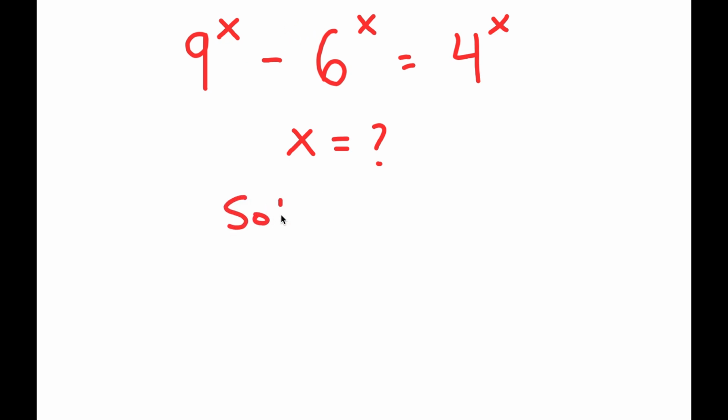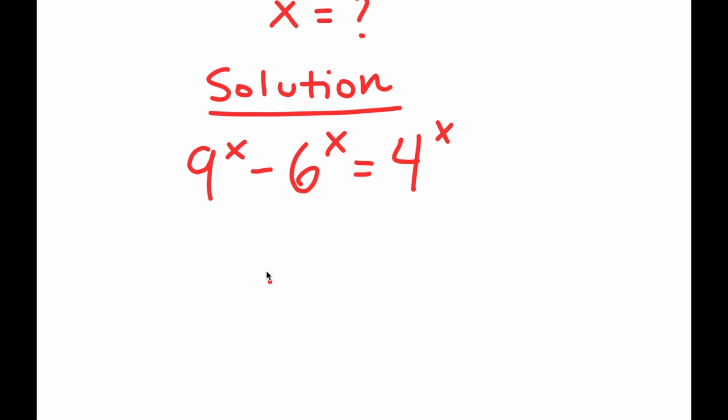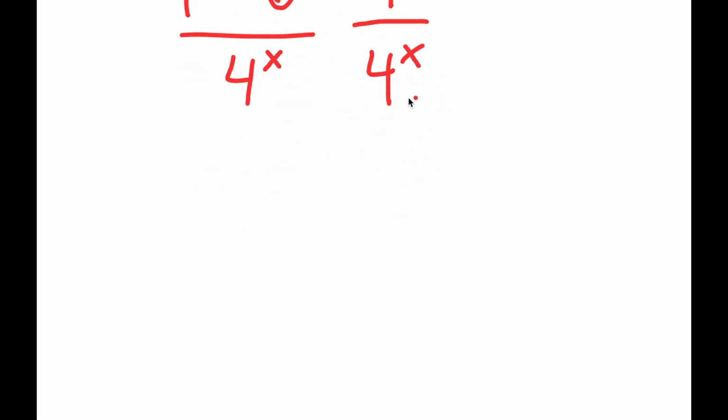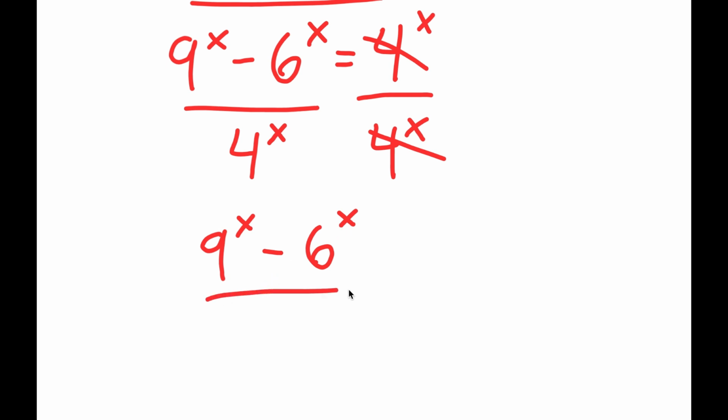So now for my solution, I'm going to first rewrite my equation down here so I have a little more space to solve. And I'm going to first start by dividing both sides by 4 to the power of x. So, for my right-hand side, 4 to the power of x and 4 to the power of x cancel out. So I get 9 to the power of x minus 6 to the power of x over 4 to the power of x is equal to 1.